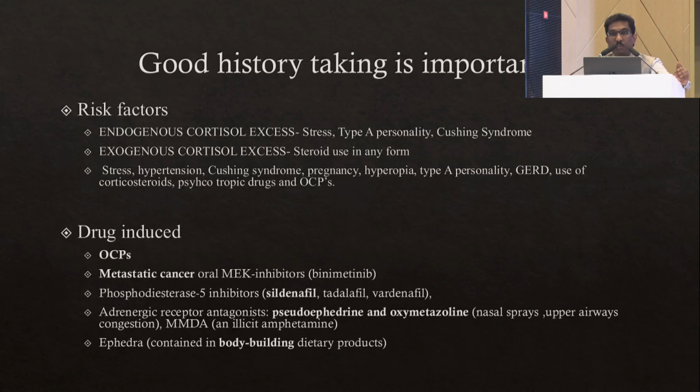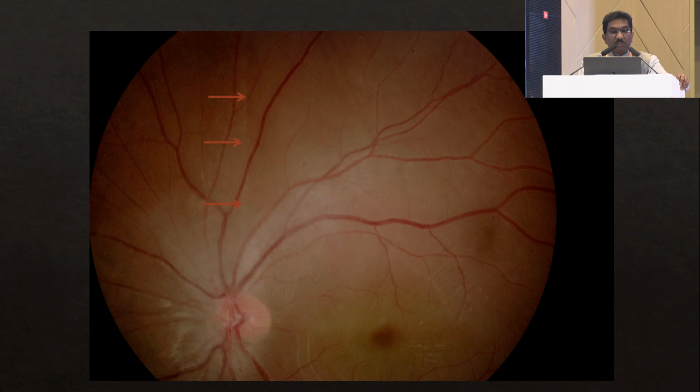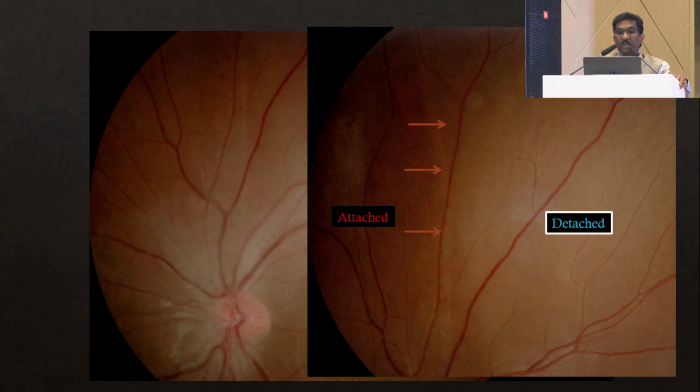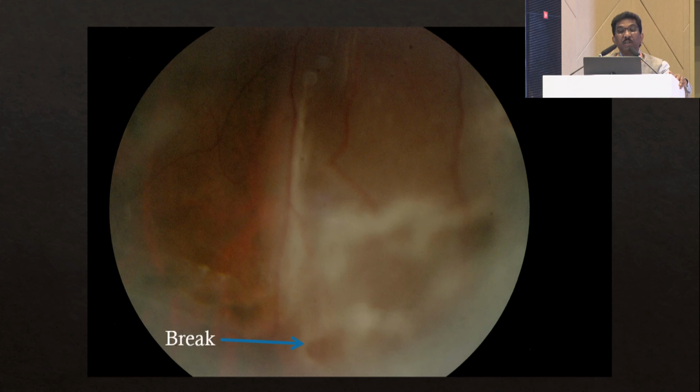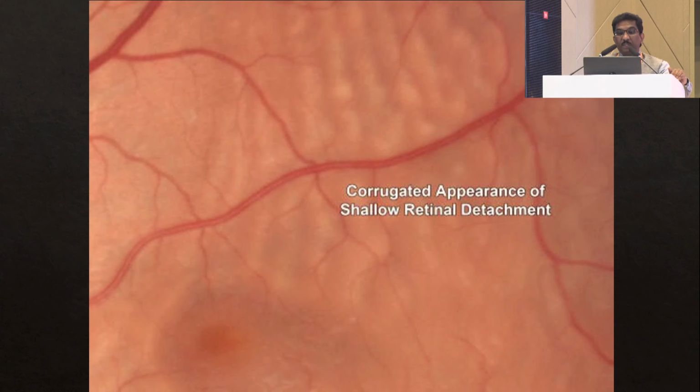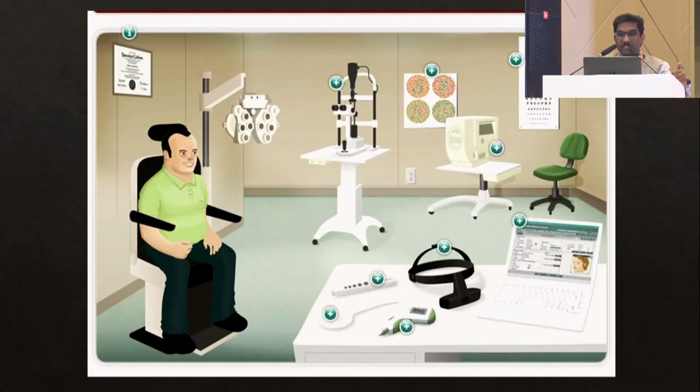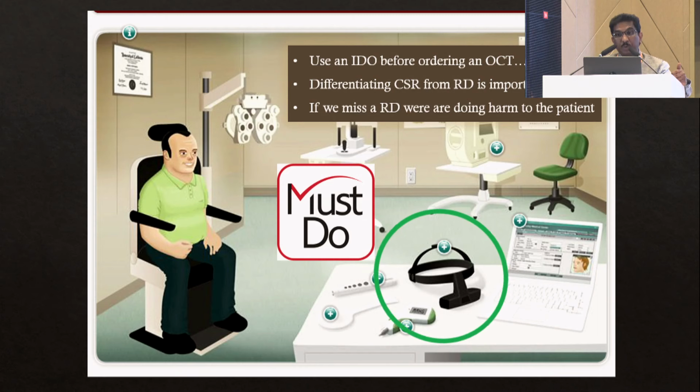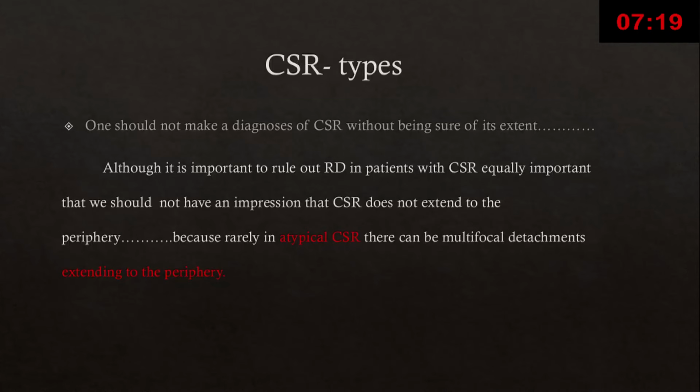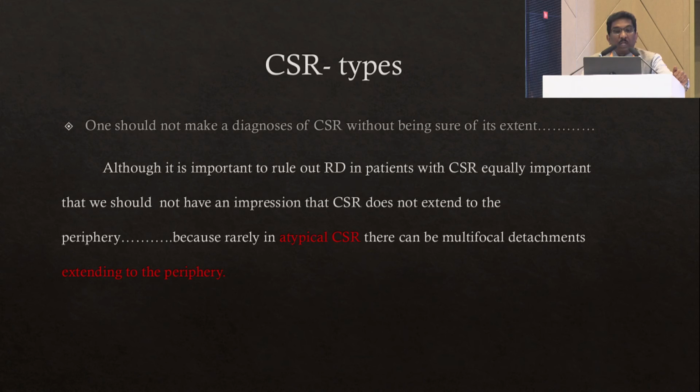Now coming back to this spotter, is this a CSR? Well, when we did an indirect ophthalmoscopy, this patient actually had a retinal detachment. You can see the attached and the detached retina here, and this turned out to be a rhegmatogenous retinal detachment with an inferior break. If you don't do a good examination, you'll miss findings. So look for a corrugated appearance. It could be a shallow retinal detachment. So it's very important that we do a good indirect ophthalmoscopy before ordering an OCT. Differentiating a CSR from RD is important, because if you miss an RD, we are doing harm to the patient. So one should not make a diagnosis of CSR without being sure of the extent.